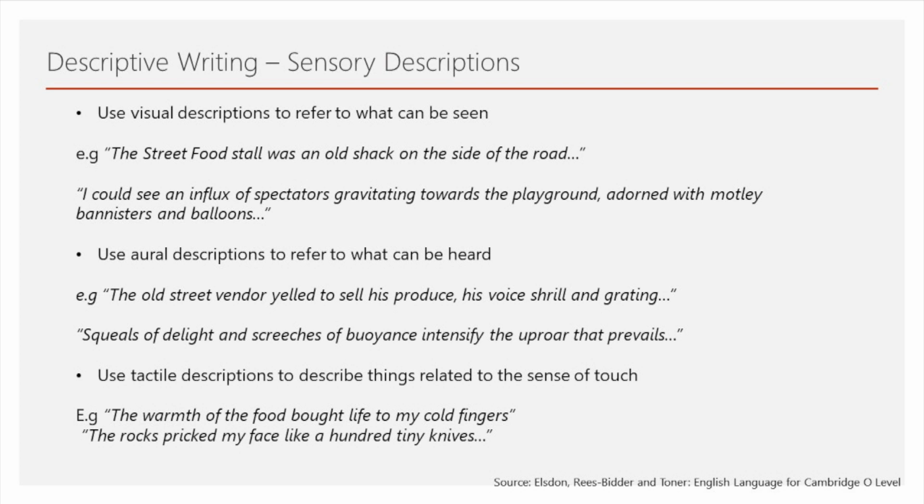You can also use aural descriptions to refer to what can be heard. For example, the old street vendor yelled to sell his produce, his voice shrill and grating. Squeals of delight and screeches of buoyance intensify the uproar that prevails.